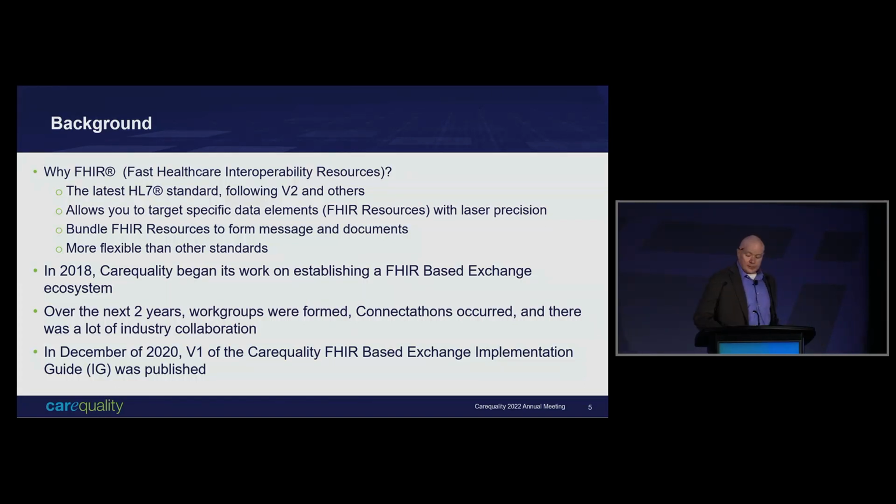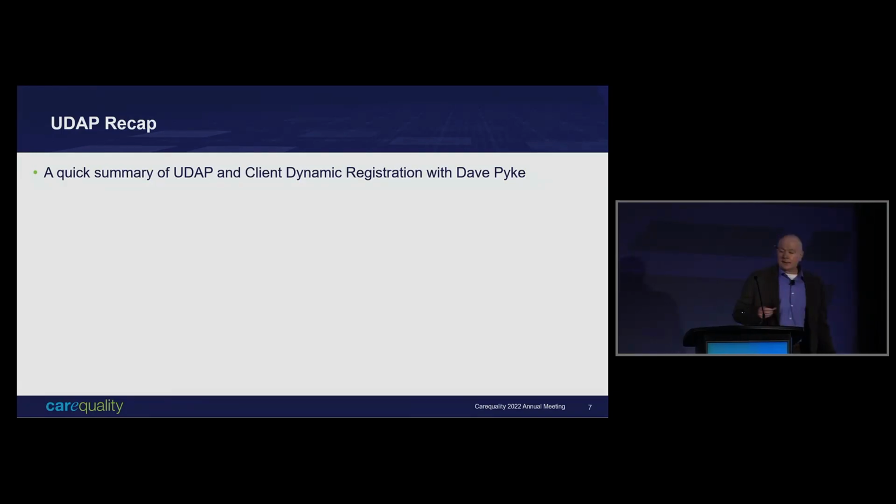But actually, before we get to that, one of the main focuses of our FHIR implementation guide is actually UDAP and client dynamic registration, and the fact that it would allow us to focus FHIR-based exchange at scale. So I'm going to have Dave Pike just lead us briefly through that, just to give you a sense of what it is and how it will help us stand up this ecosystem. And then we're going to start bouncing some questions off the panelists.